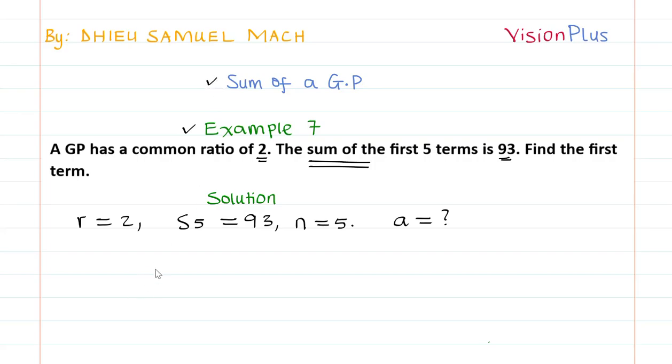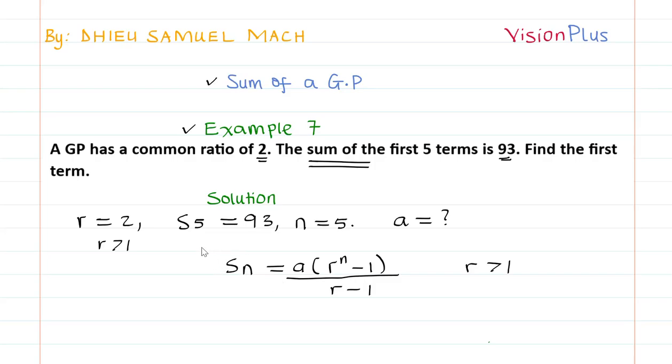Remember, there are 2 formulas. The formula used depends on the value of R. Like in this case, our R is 2, so our R is more than 1. The formula for the sum Sn is A into R power n minus 1, and then we divide by R minus 1. This is the formula when R is more than 1.